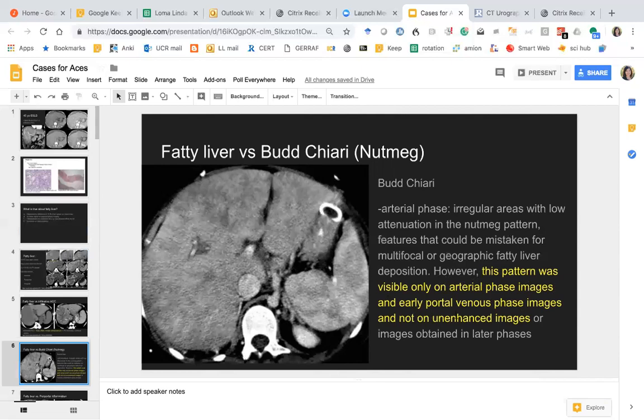In contrast to fatty liver, where you see the pattern on multiple phases.